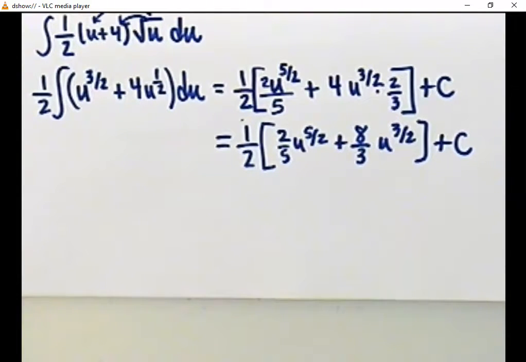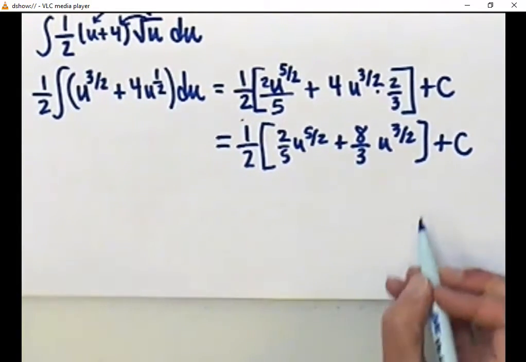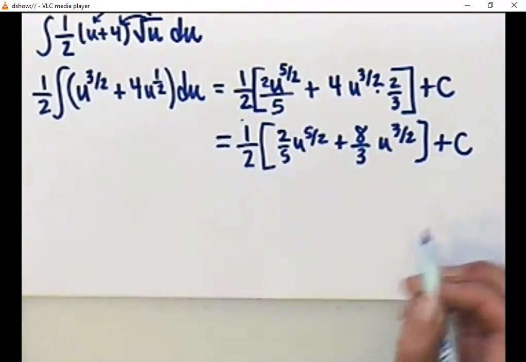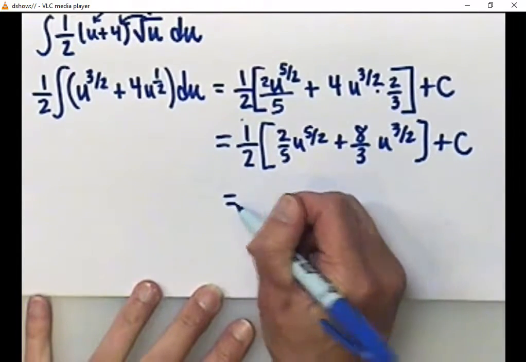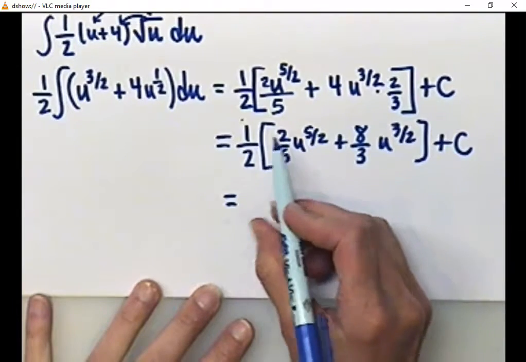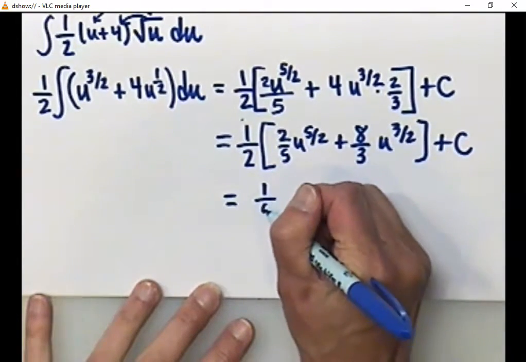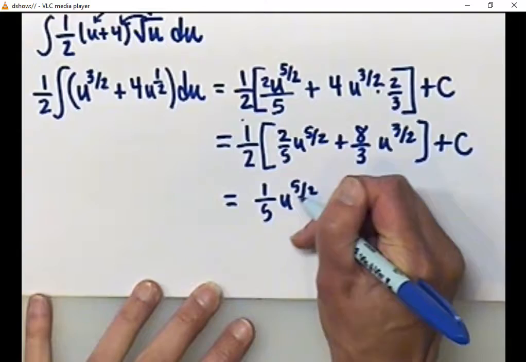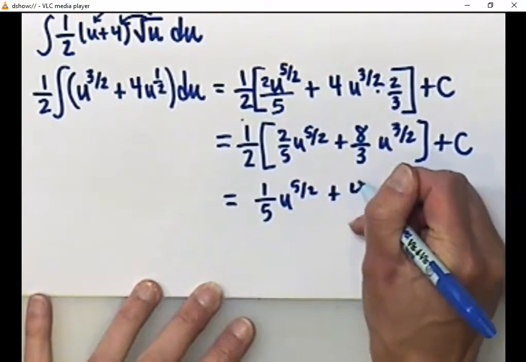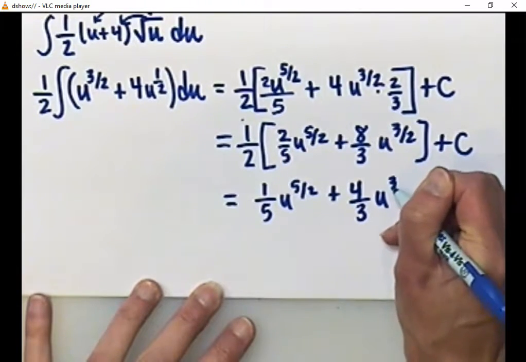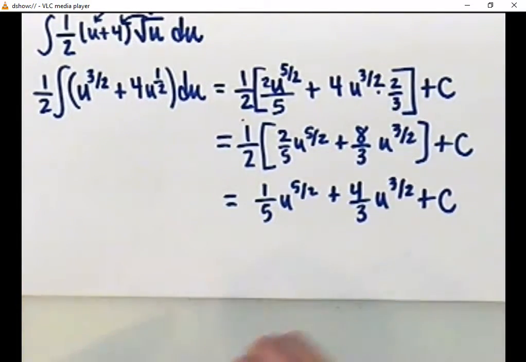And what else do I need to do here, Jessica? Can I leave it in this form? What would you do to finish this off? Okay. So she's going to multiply the half in, which is fine because it will simplify a little bit. The 2's cancel and you get 1 fifth u to the 5 halves. This one reduces to 4 thirds u to the 3 halves plus C. Anything else?